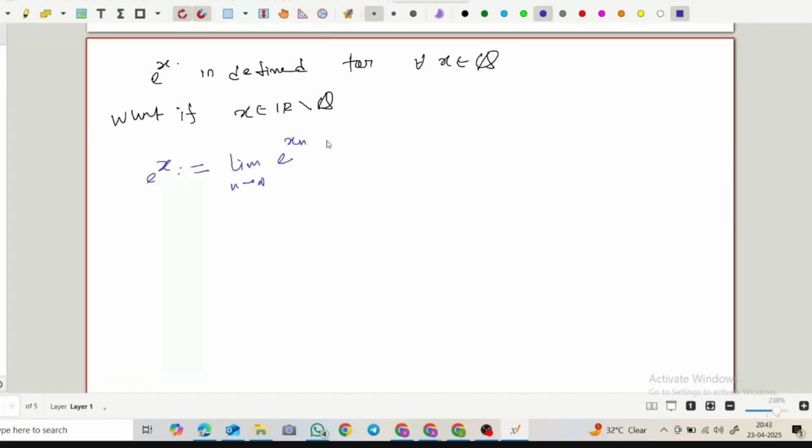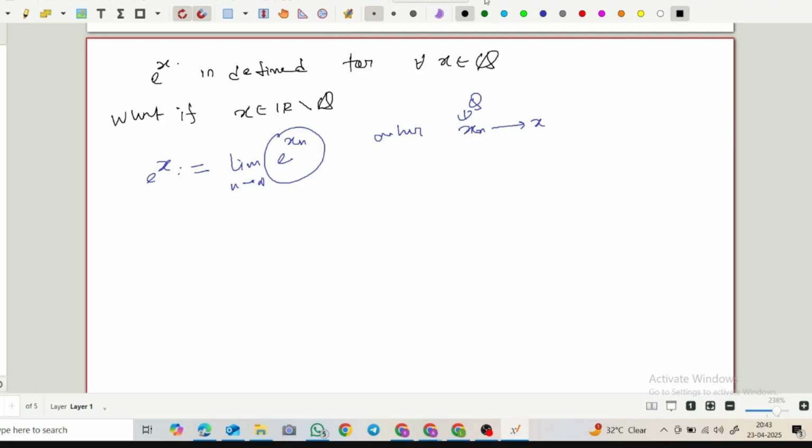You are saying that xn goes to x and these xn are in Q, right? That's what you are saying, right? Yes. But you see, the problem is that who told you that this will converge? That is our natural intuition. Okay, but who told you that e to the power xn will even converge? Xn converges. No. Yeah, very good.